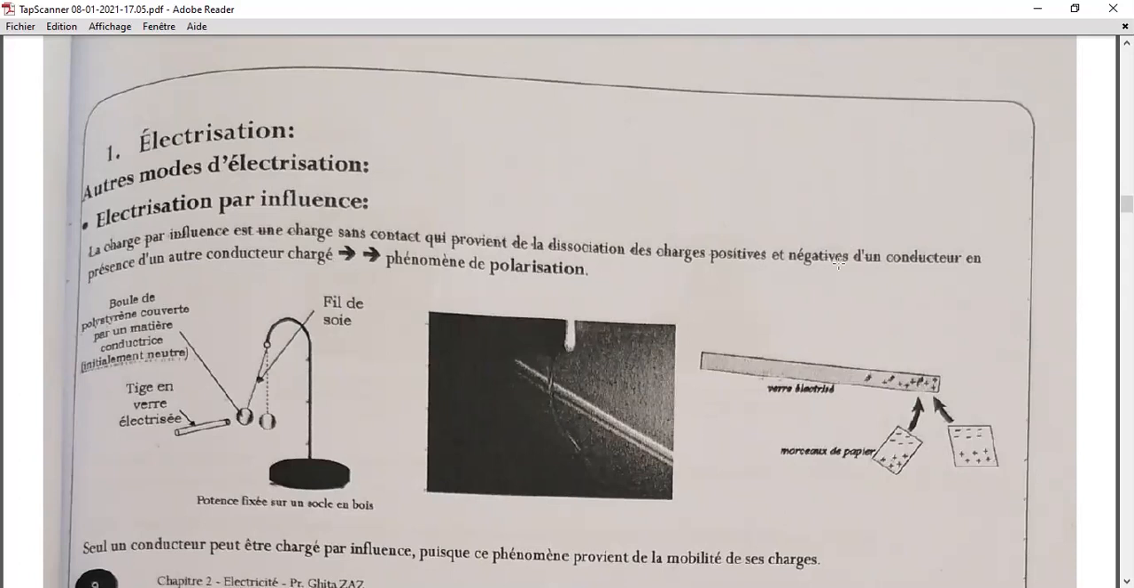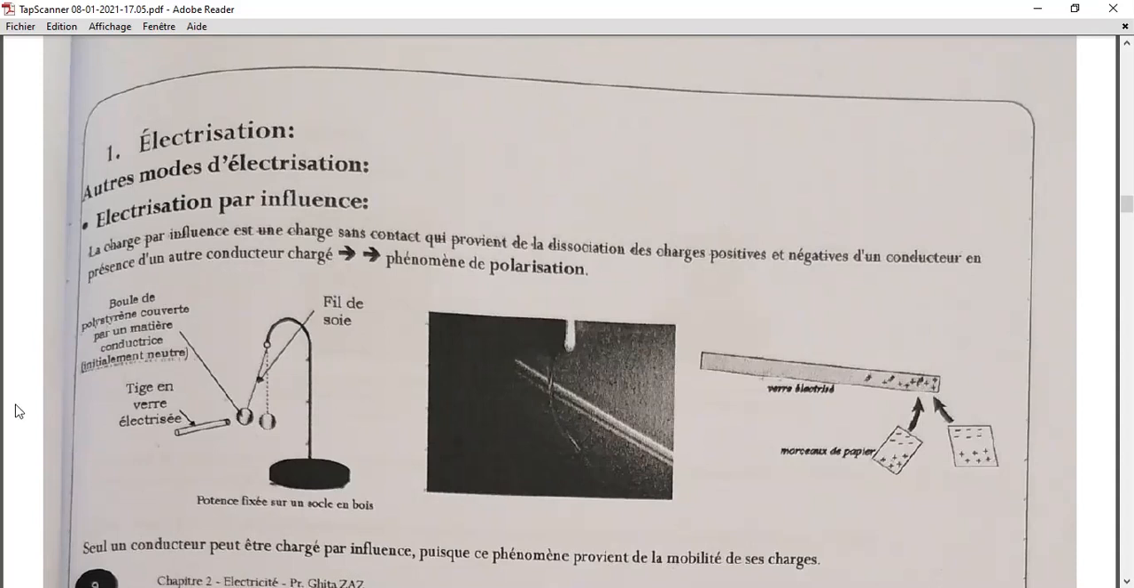So, in this diagram, when I bring the glass rod near, which is positively charged, there will be movement of the negative charge. The negative charge will be drawn closer towards the glass rod, and there will be movement away of the positive charge, because the glass is positively charged. So there will be a repulsion of the positive charge.